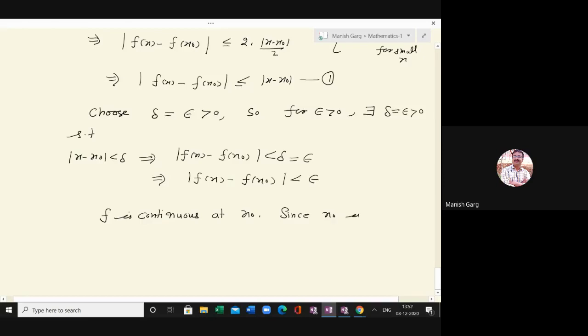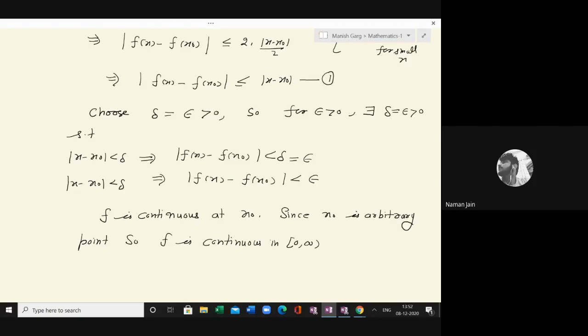Since x naught is arbitrary point, f is continuous. If anybody has doubt, ask me. So I did some questions on the continuity using epsilon delta and sequential definition. Today's lecture is over. If anybody has doubt, ask me.